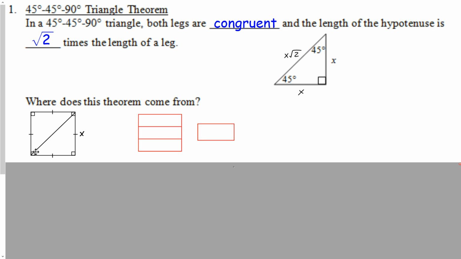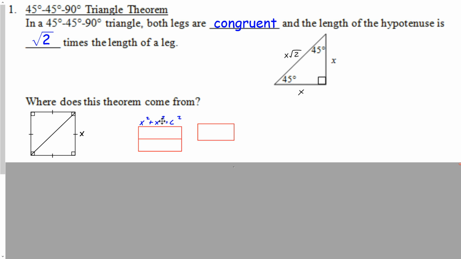Now we know that a square is a rhombus, and within a rhombus, one of the properties is that the diagonal bisects the two angles. So that means if it's bisecting a right angle, which is 90, you'd have 45-degree angles. So now that we have right triangles, we can solve for that hypotenuse using the Pythagorean theorem.